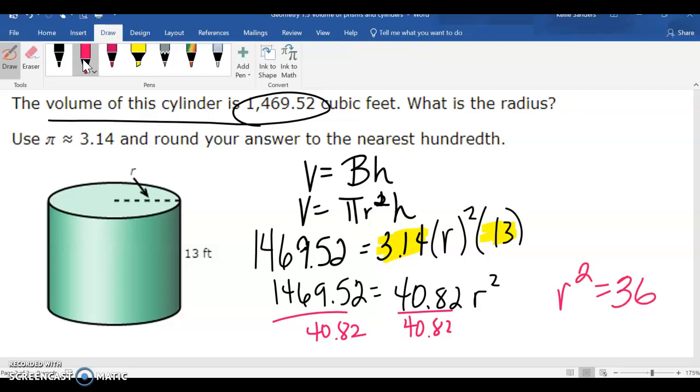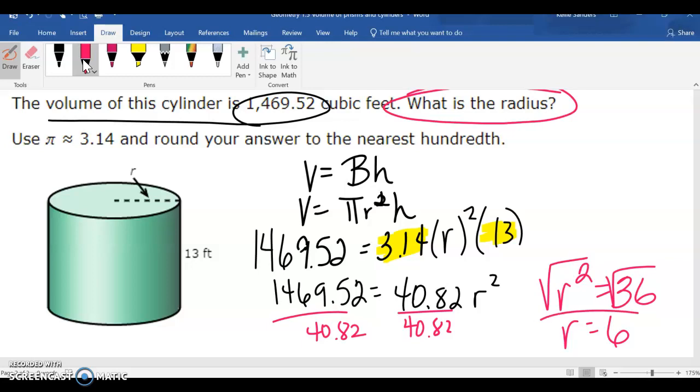If r squared equals 36, we still need r. So what do we do? We square root both sides, and our r is 6. And we wanted the radius, so we found the radius. So it's 6 feet, not 6 feet cubed, because the volume is what's cubed. The radius is a length. It's just one dimension.